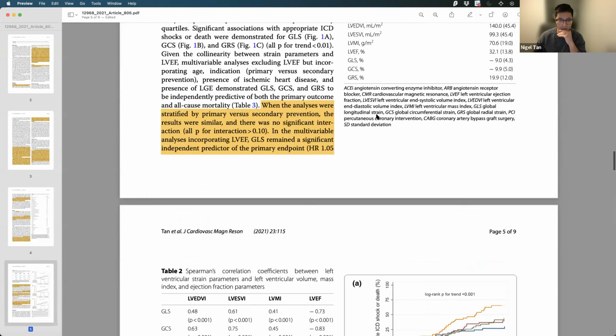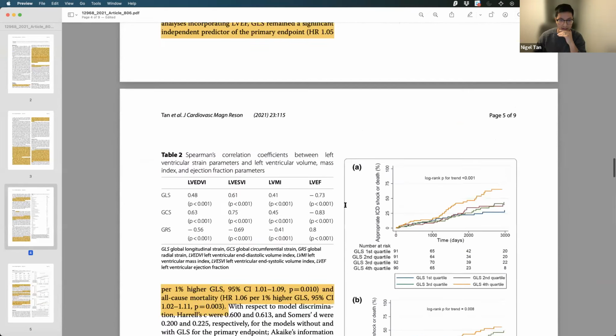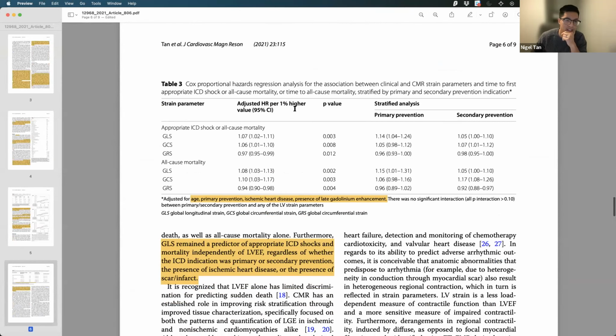I'm just trying to find, sorry, I know the paper outlines it, and I think it's down here. Perfect. Okay, so this is the outcomes in our adjusted models. We excluded LVEF here because of the collinearity potential for GCS and GRS. But you can see here for our primary outcome of appropriate ICD shock or all-cause mortality, there was a significant independent risk associated with GLS, GCS, and GRS. Again, in stratified analyses, some of these crossed unity, but this is likely because of relatively low events in each of the primary and secondary arms.